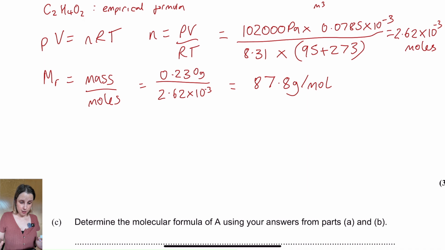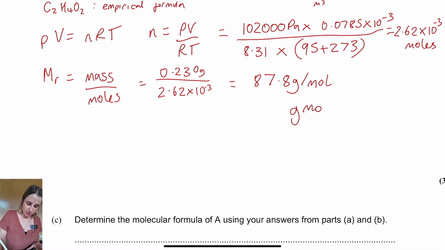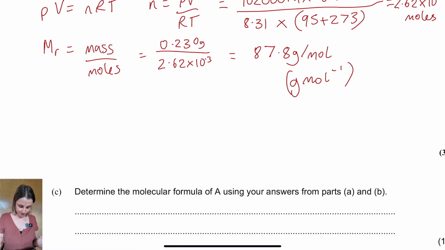You can also write this as grams per mole like that. Just don't do the combination of the two, like one or the other is fine. Doesn't matter either way, the IB will accept them.